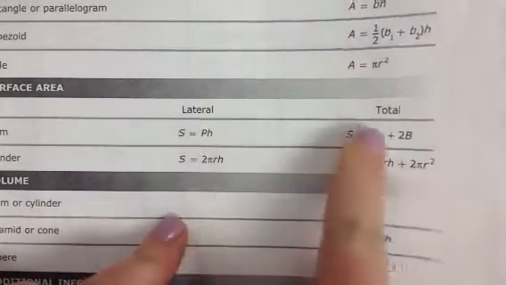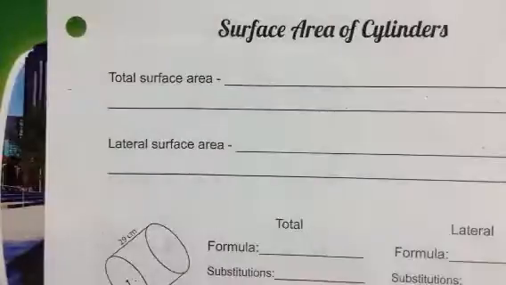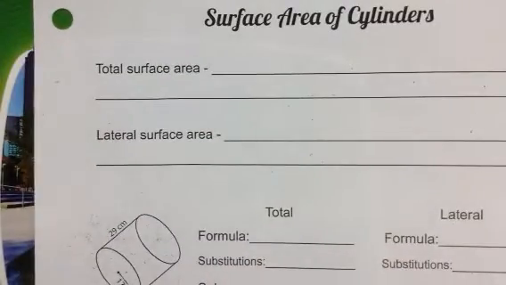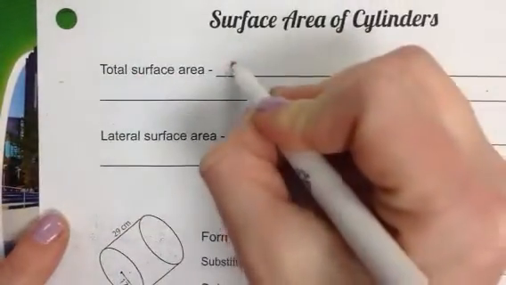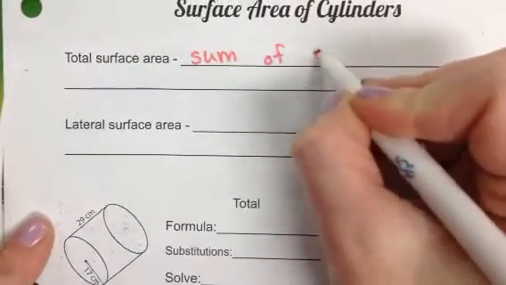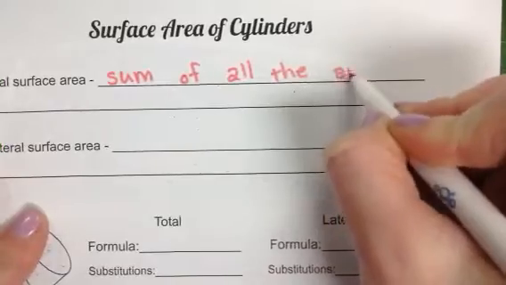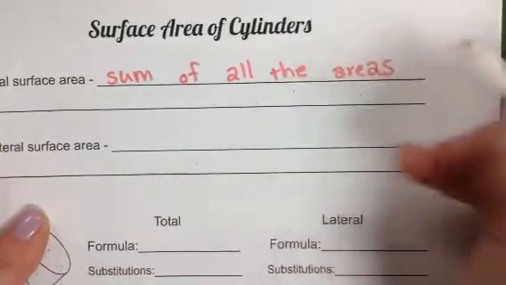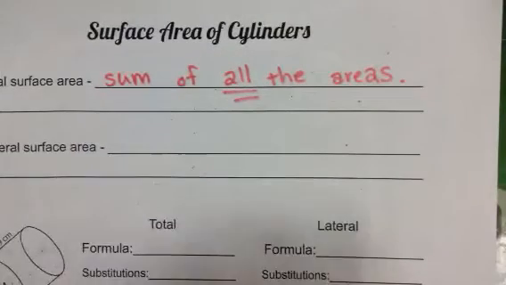We have lateral and we have total, okay? So we're going to be using these two. So first we're just going to explain the difference between those two. So total surface area is the sum of all the areas. Okay, so keyword is that total surface area is the sum of all of the areas.